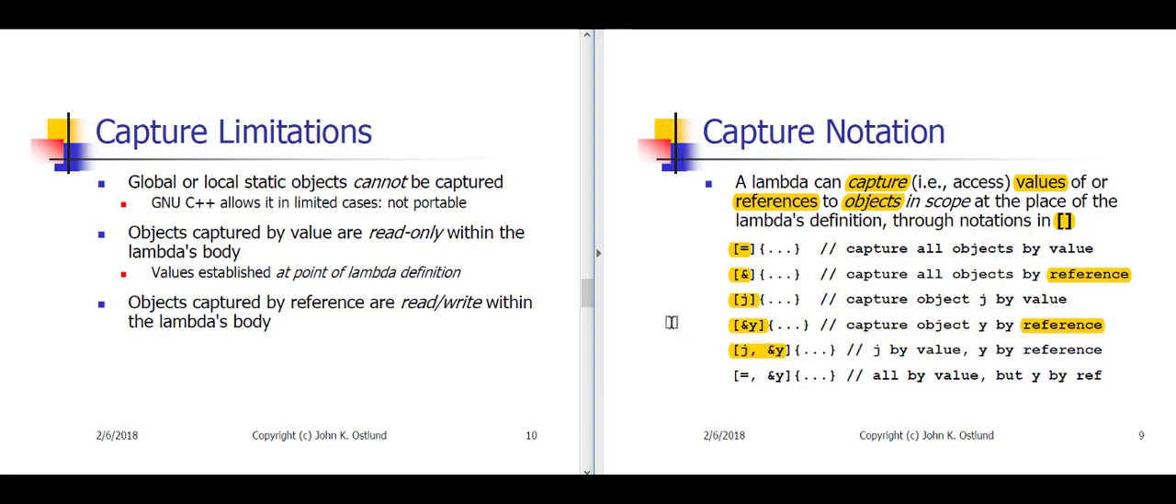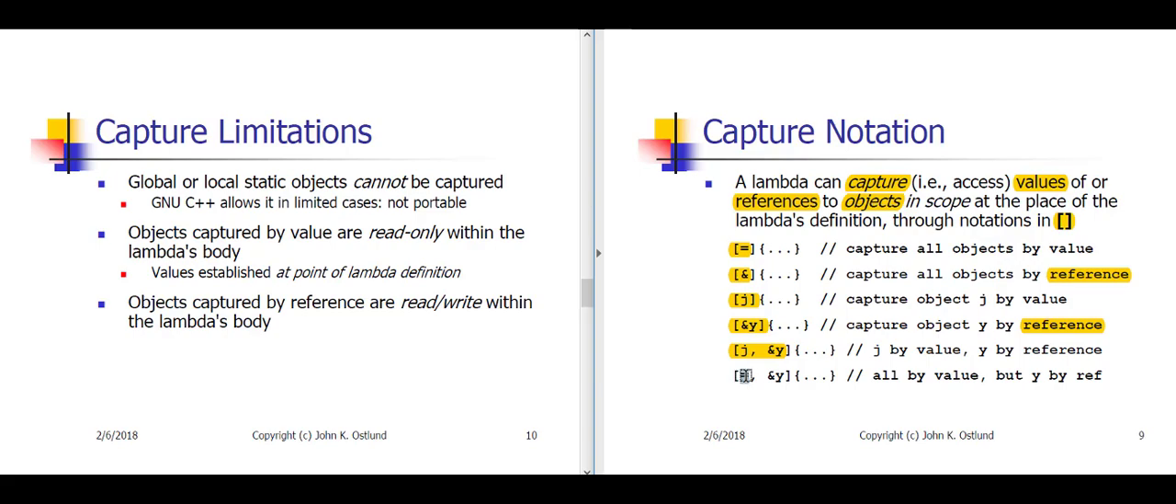For example, this notation here, j comma ampersand y, means that within the body of this lambda I want to be able to access j by value, that is, I want to be able to read from it but not modify it. But I want to be able to access the object y by reference. I want to be able to both read and modify y.